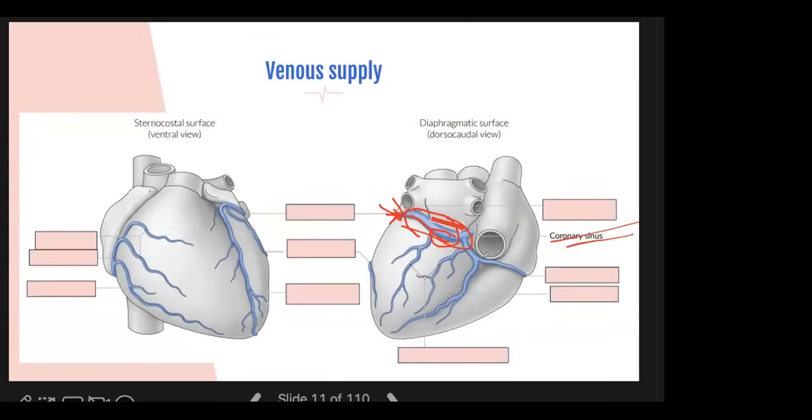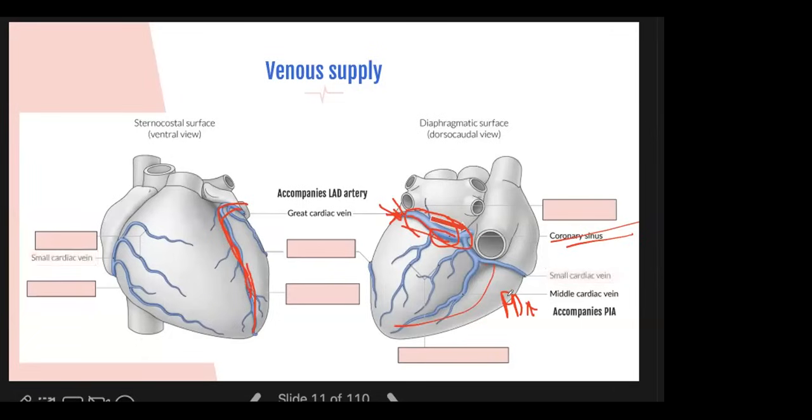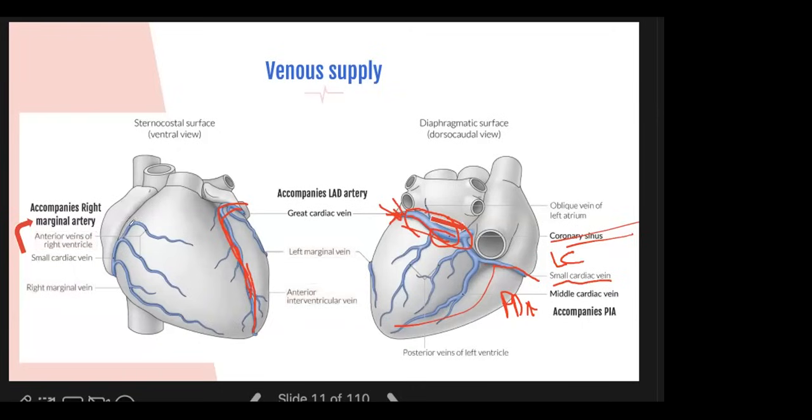So all the veins of the heart will drain into this structure, the coronary sinus, and go into the right atrium. We'll show you exactly how that happens. This is the great cardiac vein, which runs along with the LAD. The middle cardiac vein runs along with the PDA, or the PIA. The small cardiac vein accompanies the left circumflex, and right here the small cardiac vein also accompanies the marginal artery. And again, these all drain into one coronary sinus, which is inside the sulcus.